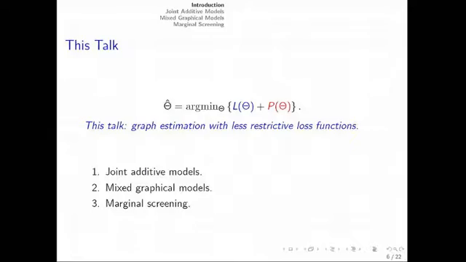I just want to briefly mention that my student Kean Ming has a spotlight and a poster on the other half of this puzzle, which is these penalties p of theta and how we can find a penalty function that induces a more realistic structure. I'm going to talk about the loss part of this loss plus penalty function.